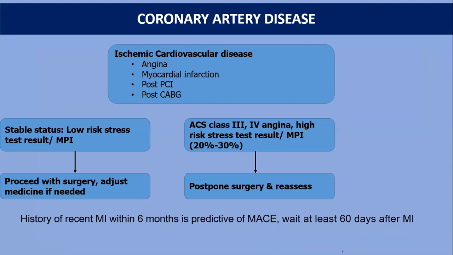So if the patient has coronary artery disease, depending on the type of disease the patient is suffering from, angina, either unstable or stable, infarction, either STEMI or non-STEMI, post-PCI, or post-CABG. If the patient's condition is stable, and you do the risk stratification test and it shows low risk status and a normal result, proceed with surgery. If the patient has class 3 or 4 angina, or a high risk stress test, MPI showing 20-30% of the myocardium with a reversible defect, then postpone the surgery, reassess the patient, reinvestigate the patient, then treat accordingly.